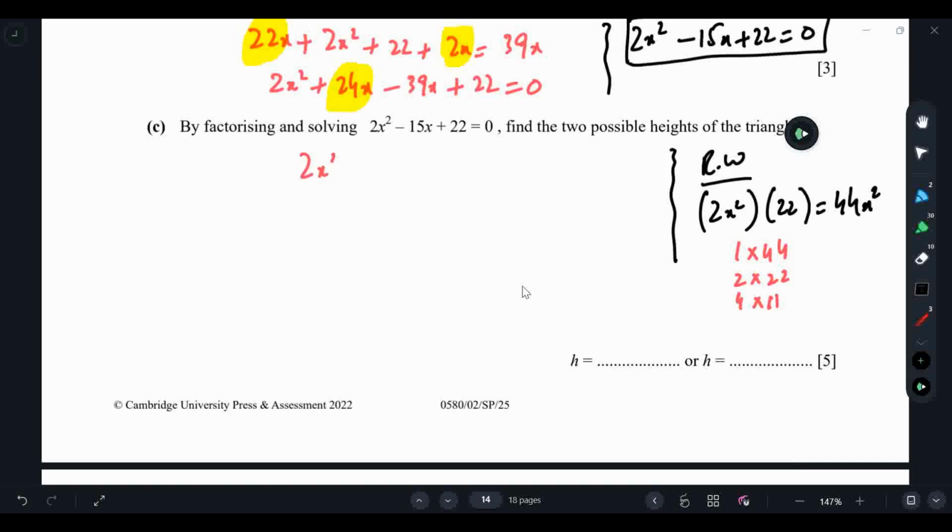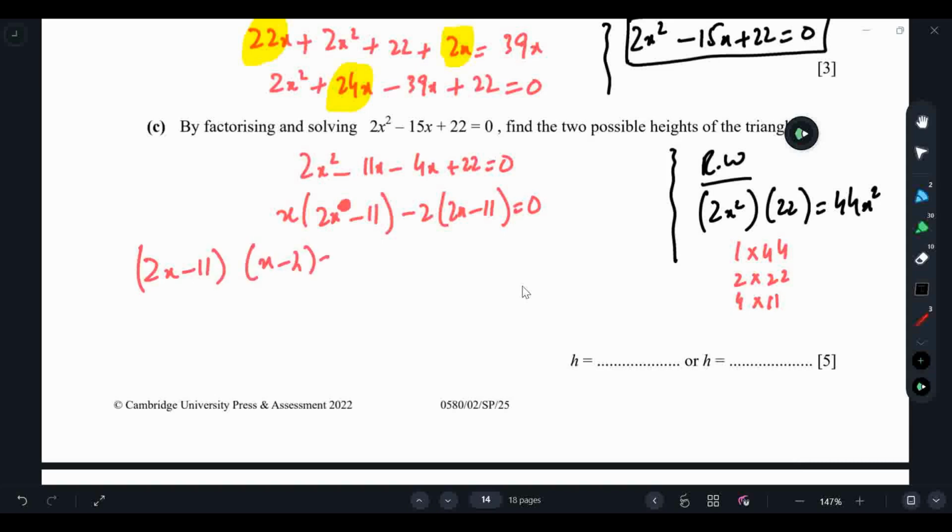So we can write it as 2x squared minus 11x minus 4x plus 22 is equal to 0. We can take x as common. So x into 2x minus 11 minus 2 into 2x minus 11 is equal to 0. So finally we will have 2x minus 11 into x minus 2 is equal to 0. So from here we can see that 2x minus 11 is equal to 0 and x minus 2 is equal to 0. x is equal to 11 by 2. x is equal to 2.